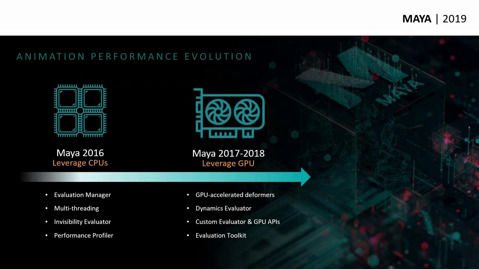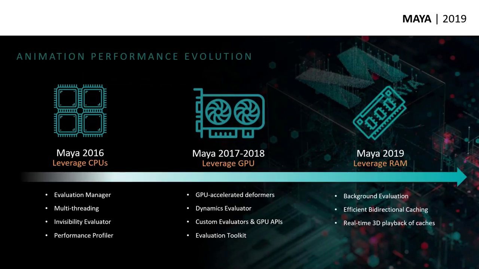So that applies to all of our deformers. Now, some are more performant than others, but just about all of our deformers, with the exception of a couple. Wrap is one that's currently not being GPU accelerated, but that's something that we're investigating. So stay tuned on that. This all culminates in Maya 2019.